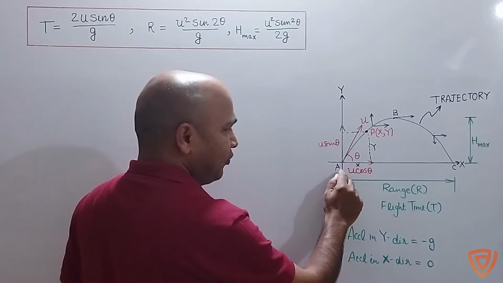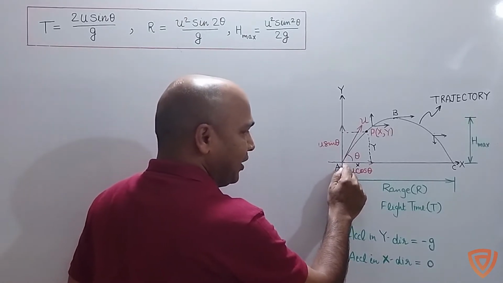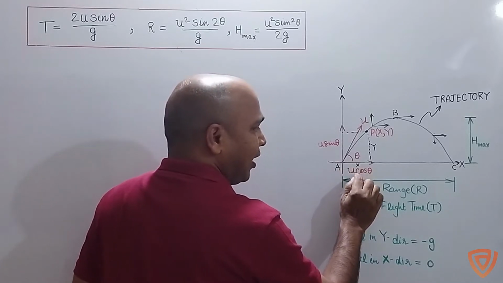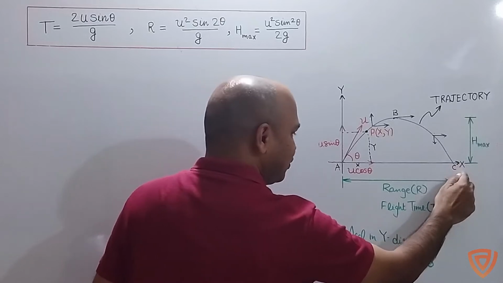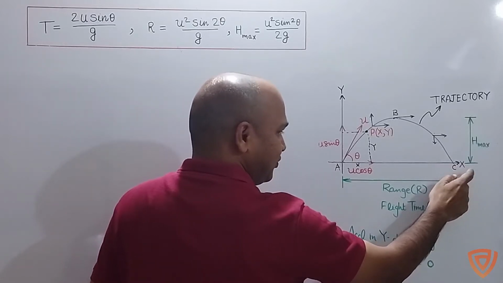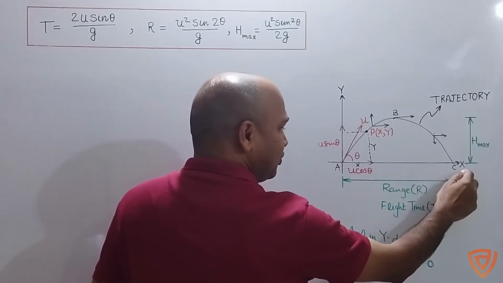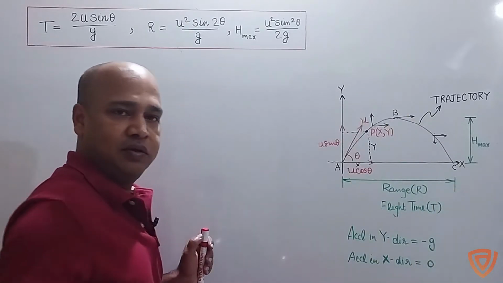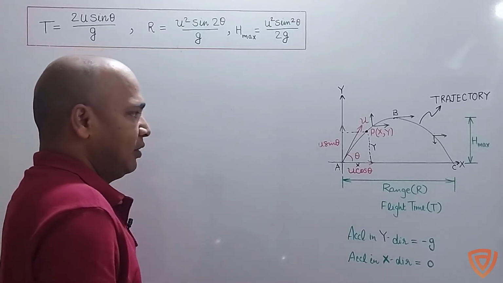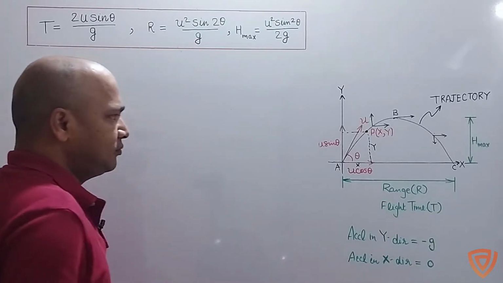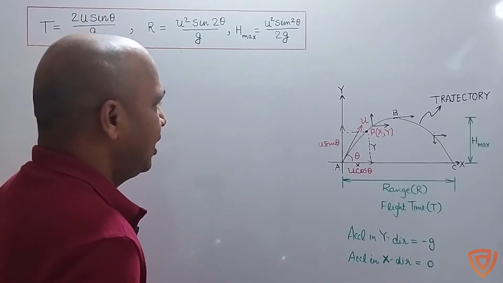So the velocity of the ball at point A in the x direction is the same as what we have at point C. Here also the horizontal velocity will be the same, it will be u cos theta at point C also, because there is no acceleration, no change in velocity. So far so good.